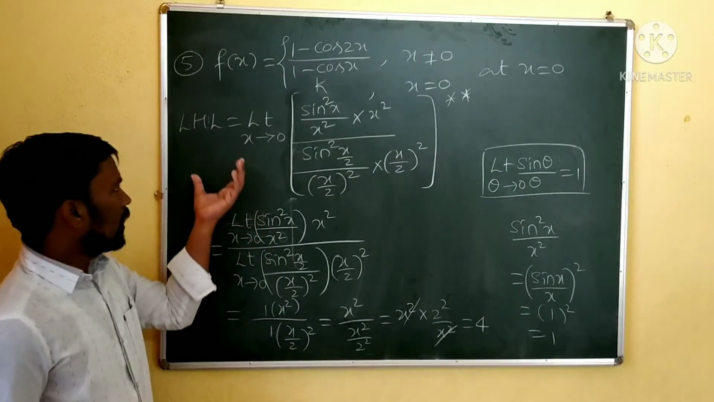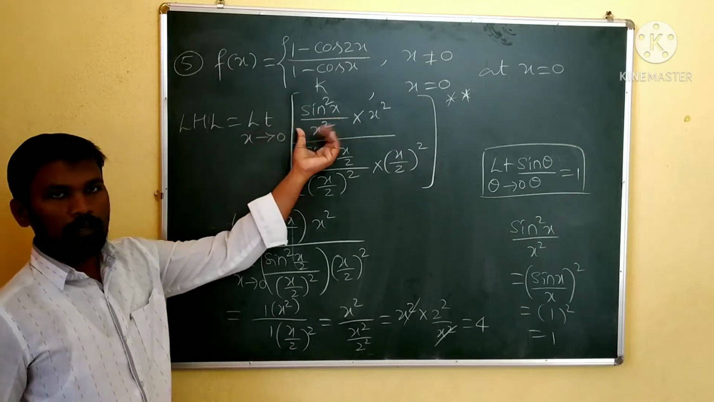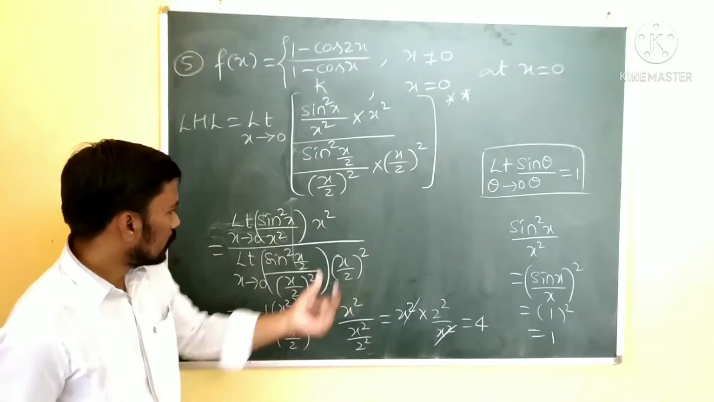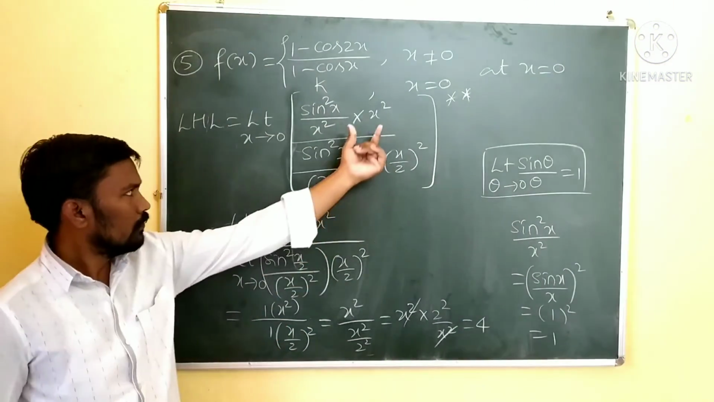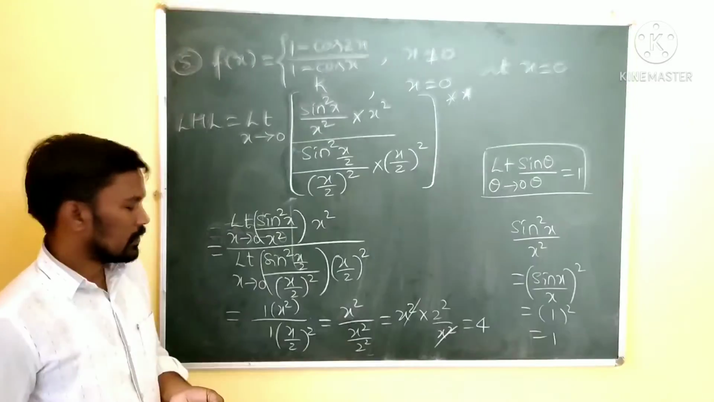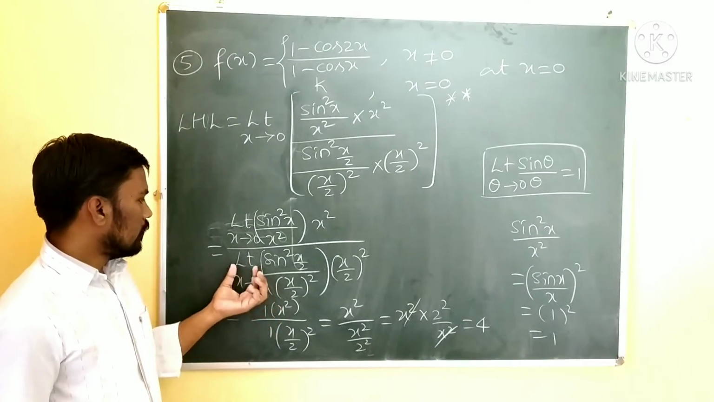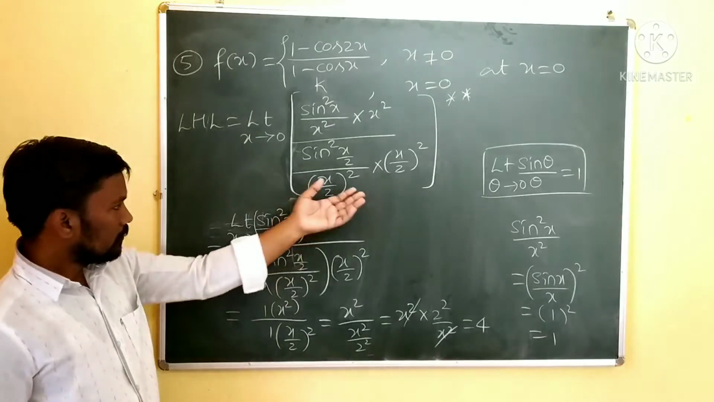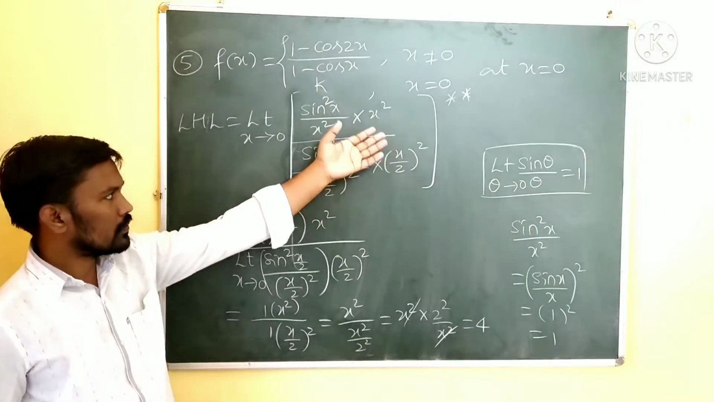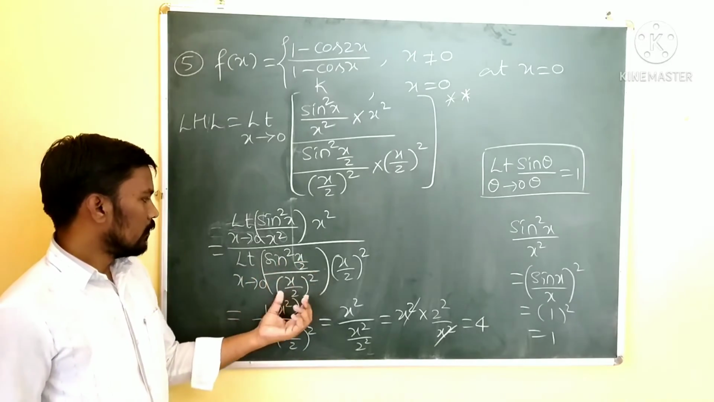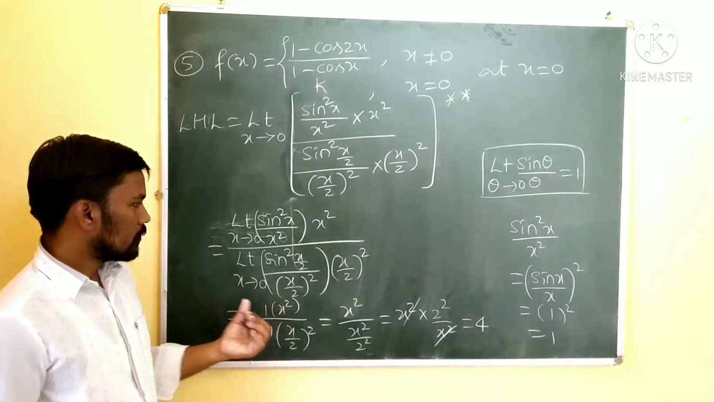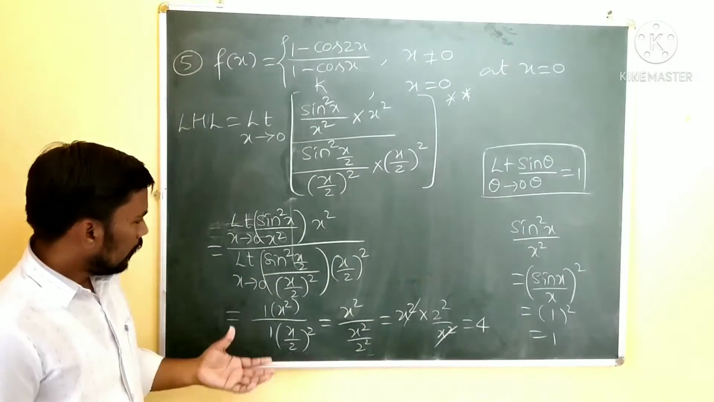So when I apply the limit for both the numerator function as well as the denominator function, it becomes limit of sin square x by x square as x tending to 0, into x square, divided by limit of... don't apply the limit for this particular function, because x square and x square will be cancelled. Right? Limit of sin square (x by 2) divided by (x by 2) whole square as x tending to 0, into (x by 2) whole square, and do the simplification.